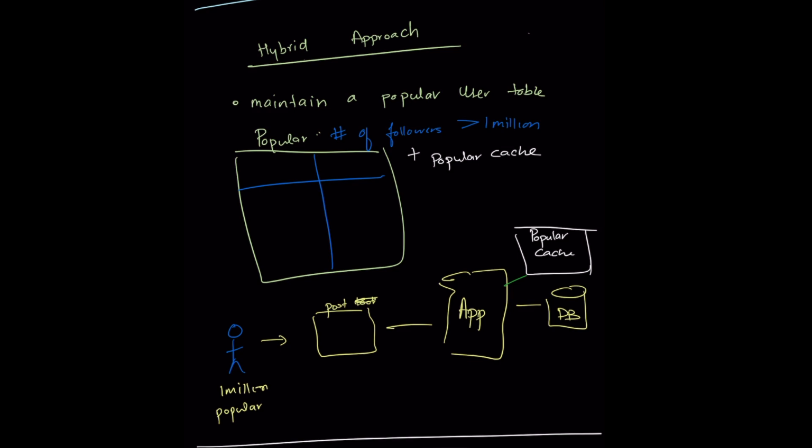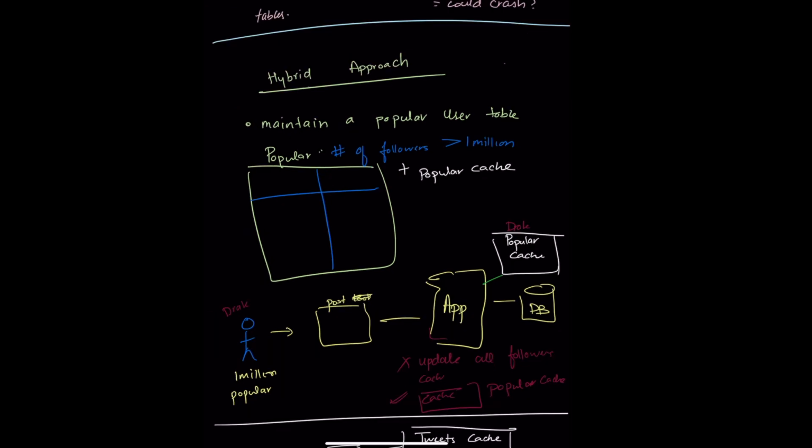So whenever Drake or a popular person posts, the app sees that, okay, this person Drake is in the popular cache. So I don't go around updating all followers' caches. I just write this to another cache, which is the popular people cache. Okay, so in this way I don't write to 5 million caches. I just write to one, which is the popular person's cache.